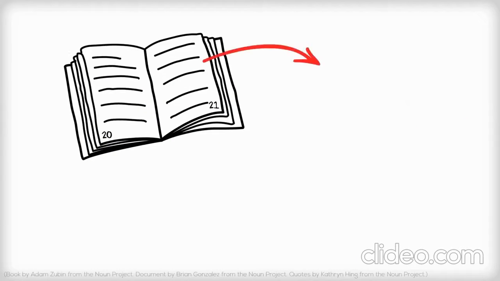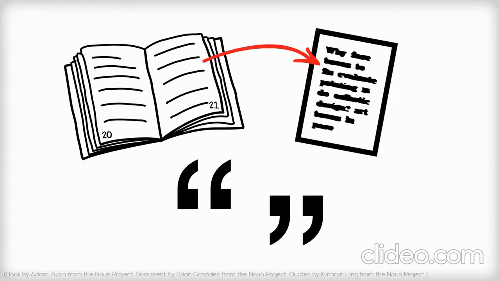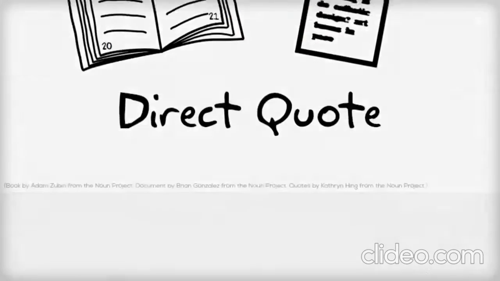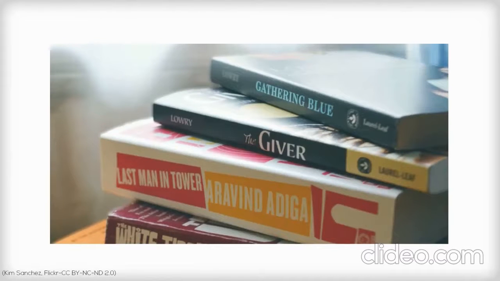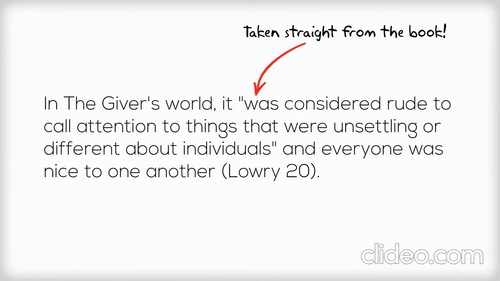If you are using a source word for word in your paper, you need to put quotation marks around it. This is called a direct quote. Let's say that I found a sentence on page 20 of The Giver by Lois Lowry that explains an important part of the story. If I take all or even just part of the sentence word for word and put it in my paper, I would need to include quotations around it and add an in-text citation, like this.